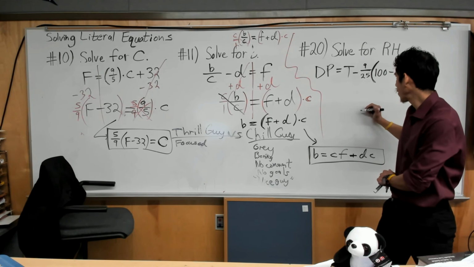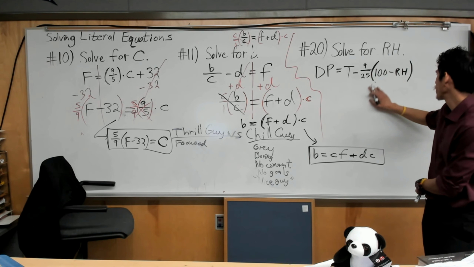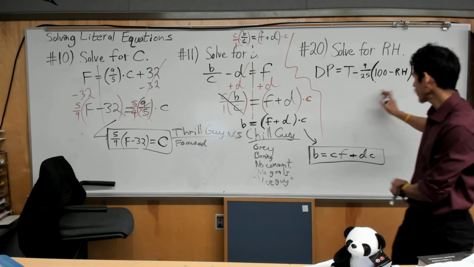Good question. Solve for RH. We want to get this guy by itself. So DP.